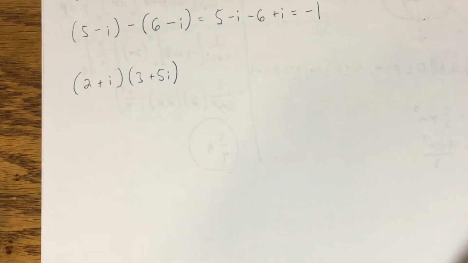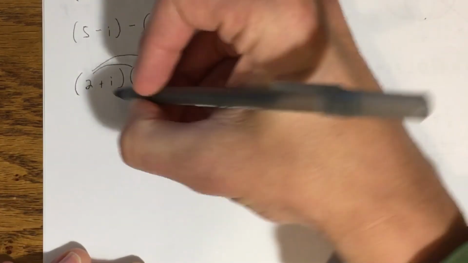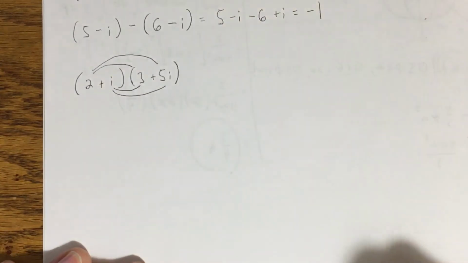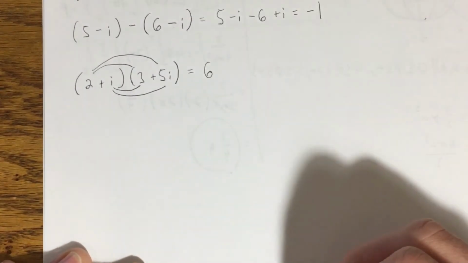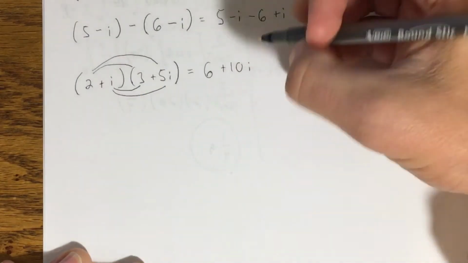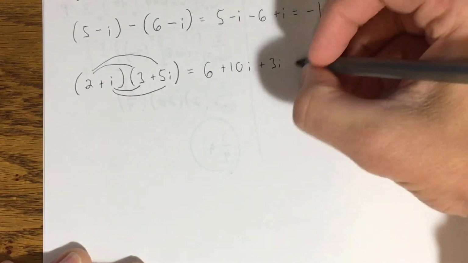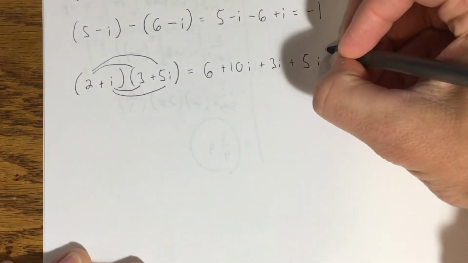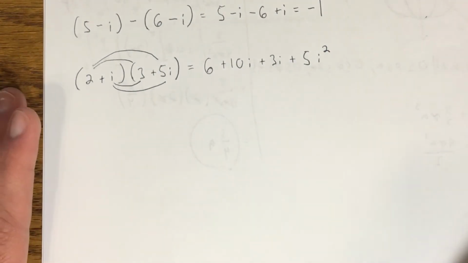At the beginning, this also looks just like a regular multiplication of two binomials from algebra. We can use FOIL. So first, outside, inside, last. If I do that, I'm going to get 2 times 3, that's 6. 2 times 5i, that's plus 10i. i times 3, that's 3i. And then i times 5i would be plus 5i squared. So far, this doesn't feel any different from a regular multiplication of binomials from algebra.